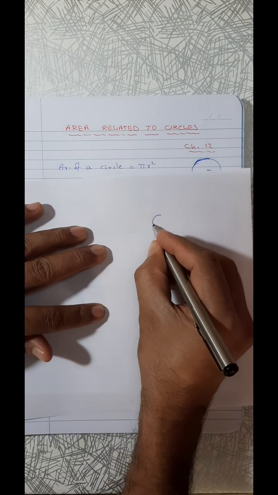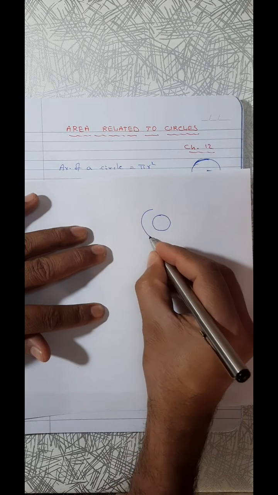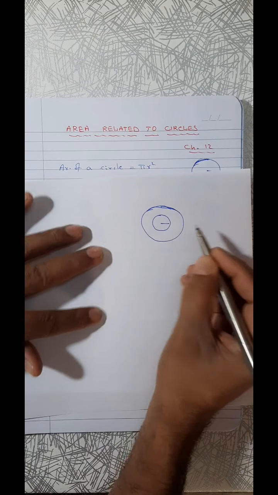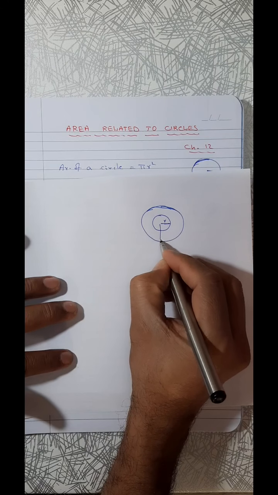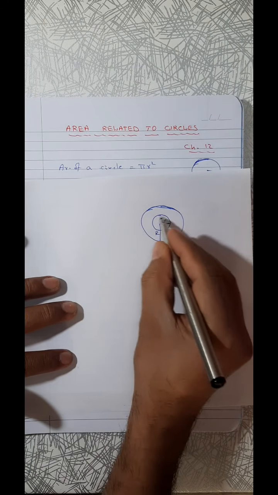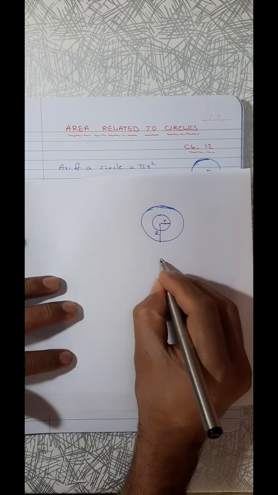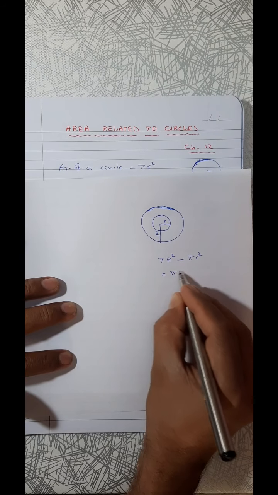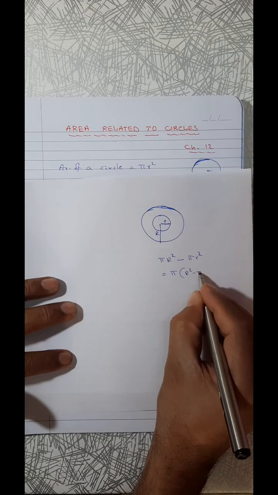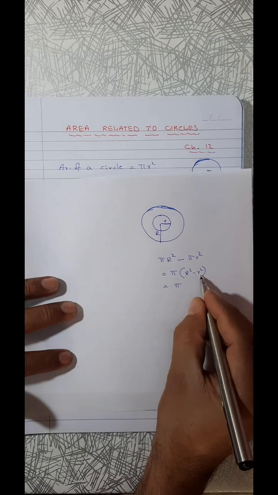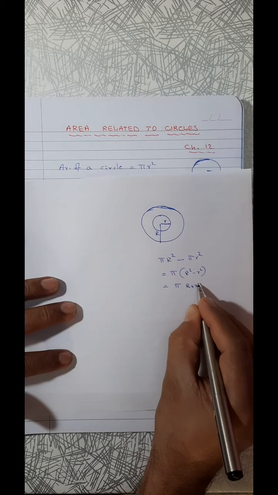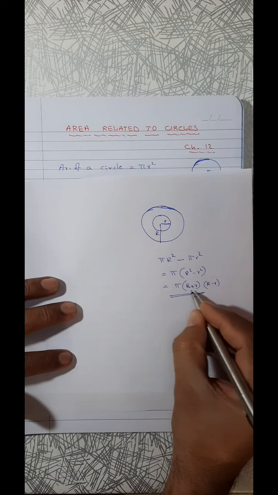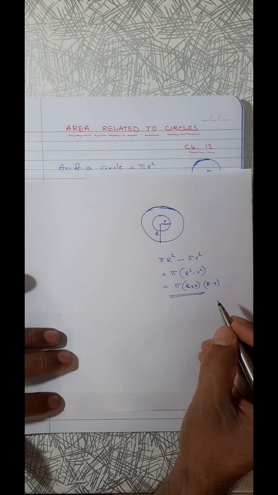Two concentric circles, one circle, another circle. The area between these two is called a ring. Small r is the small radius, capital R the big radius. So area of the bigger circle is pi R square minus area of the small circle, pi r square. That means pi is common, R square minus r square. That is pi into R square minus r square, and by a square minus b square equals a plus b into a minus b, pi into R plus r into R minus r. That is the area of a ring.